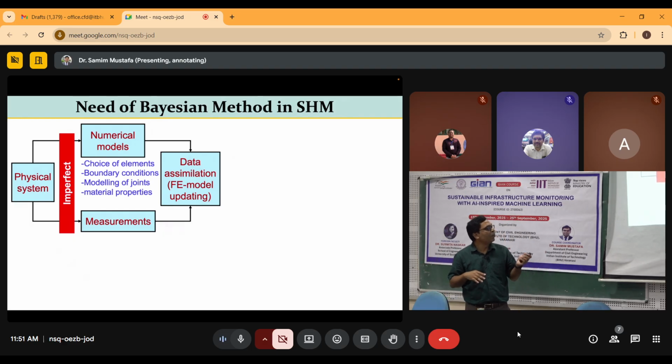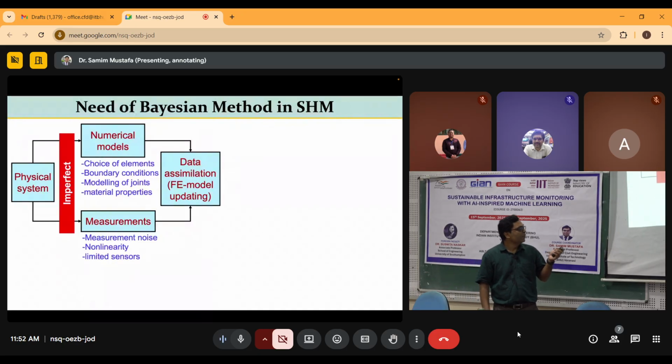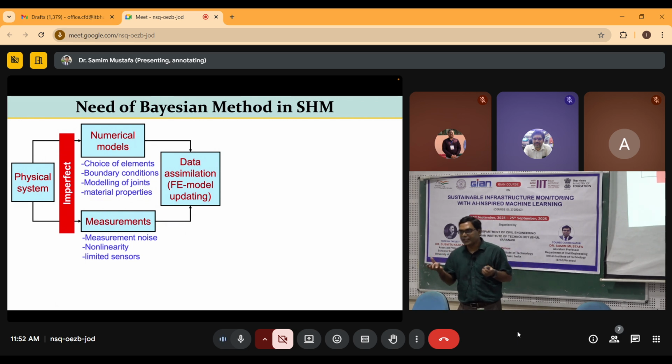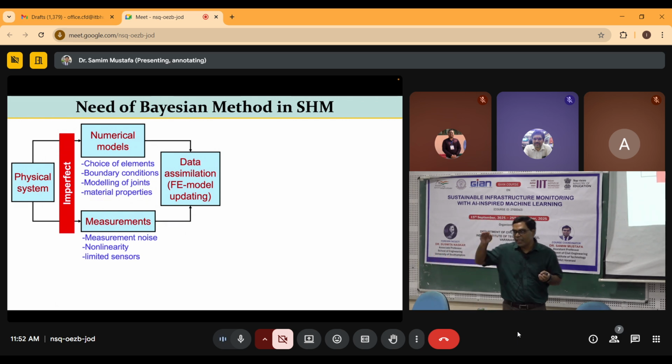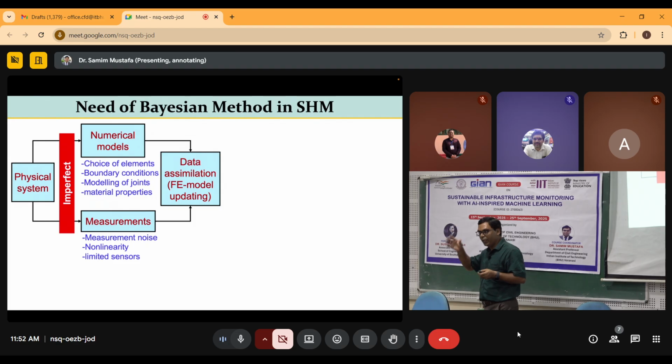And then material property, modeling of joints, material property also, you are assuming something, and at the site there is something else. Because of this there is some modeling error, and in the measurement also there is some measurement error. Because there is self noise of the sensor, and there is ambient vibration of the structure because of wind or natural vibration of the structure. So all of these need to be taken care of.